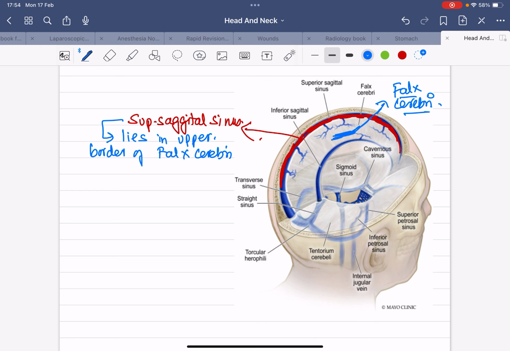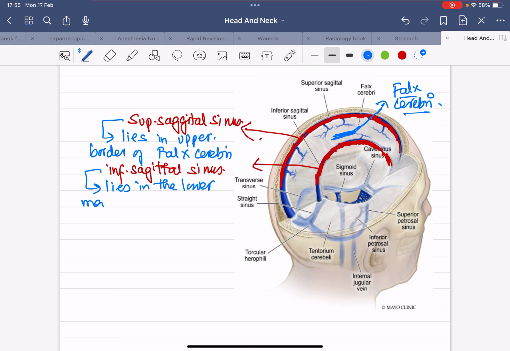Second, this one, which I am now highlighting in dark red color, is your inferior sagittal sinus. So where is the inferior sagittal sinus present? It lies in the lower margin of falx cerebri. In the upper border of falx cerebri, you have superior sagittal sinus. In the lower margin of falx cerebri, you have inferior sagittal sinus.